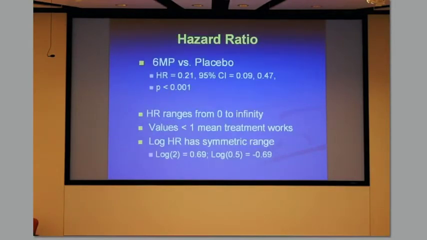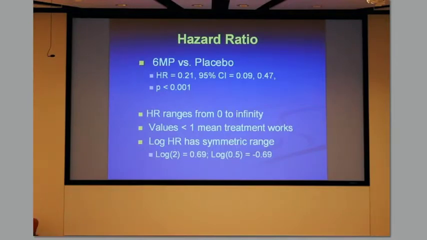All right, so for our little example, we get a hazard ratio of 0.2, saying that the hazard rate in the treated group is 1/5 that in the placebo group. And it's highly statistical. So the hazard ratio ranges from 0 to infinity, with values less than 1 meaning, if you code it as we usually do, where 1 is the treatment, that the treatment works or it's protective and prolongs survival.